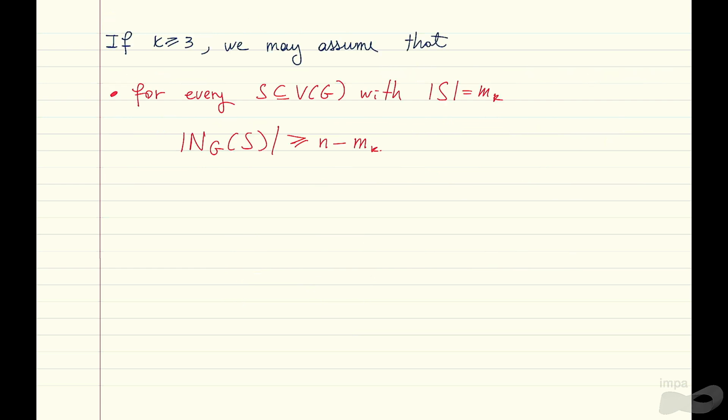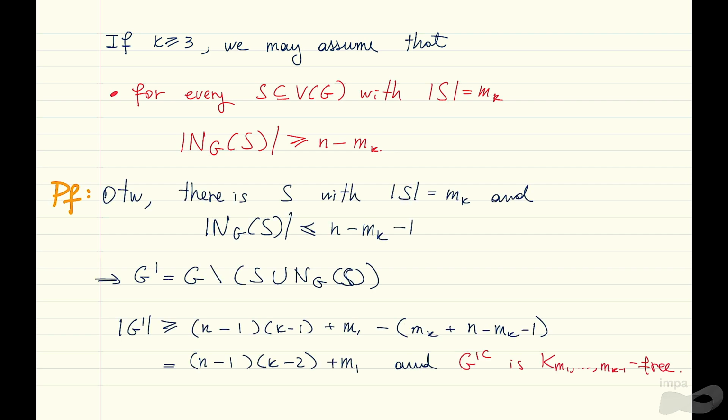For larger k, you can do something similar. Doing induction on k, you can prove that you always have some expansion property. You can prove this property in red here, that every set of size m_k is going to have a large neighborhood. And the proof is that if you don't have this property, then you can remove S and also the neighborhood, and you can go to the case k minus 1. So you can compute the sizes. You can remove the S and the neighborhood, call this graph G prime. The size of G prime is going to be at least the case k minus 2. And you can show that this graph either has a copy of this thing, or otherwise G prime complement is going to be K_{m1,...,m_{k-1}}-free.